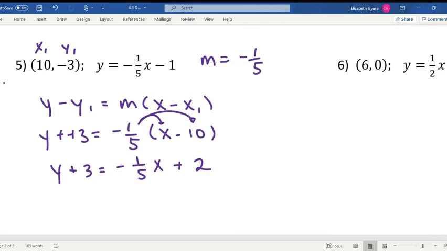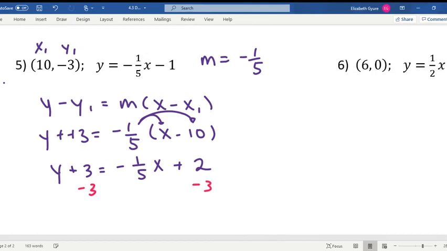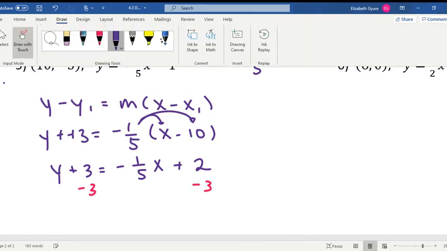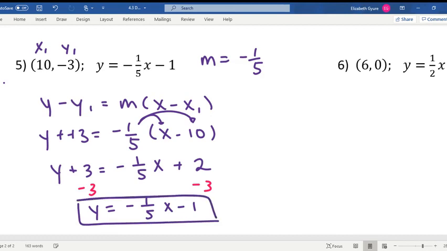Good. And then, Hayden, what would be my last step? We are going to subtract the 3. Good. Minus 3. And then you'll get y equals negative 1/5 x minus 1. Good. How are we feeling about this? Pretty good? Good. Okay.